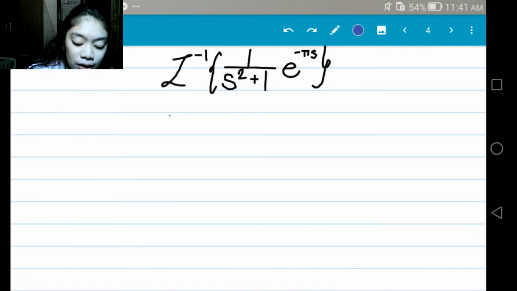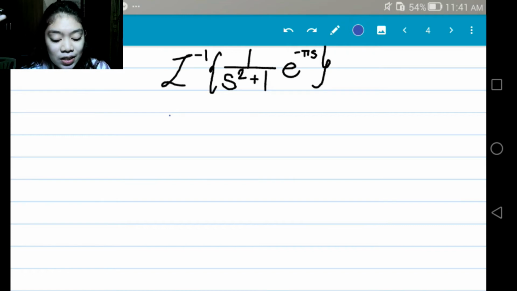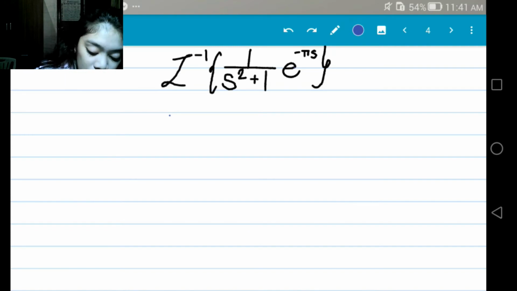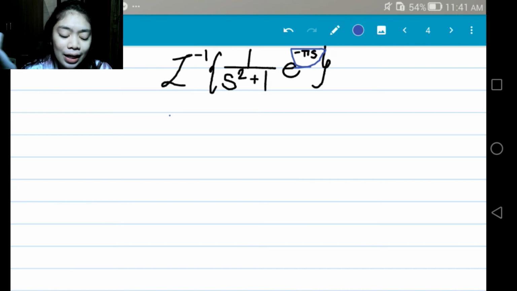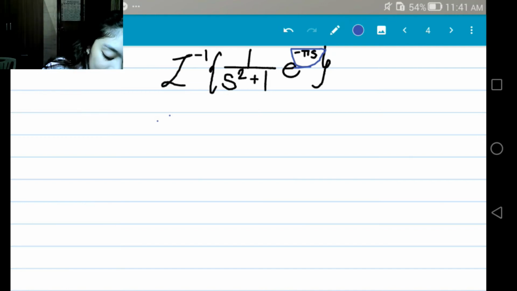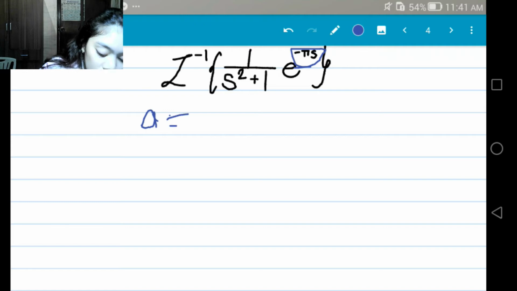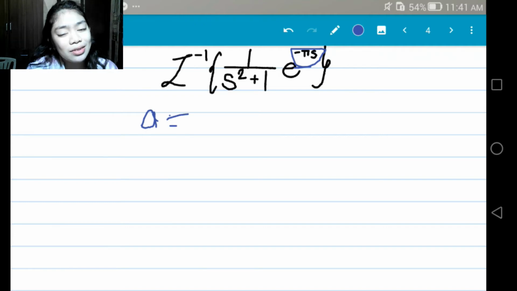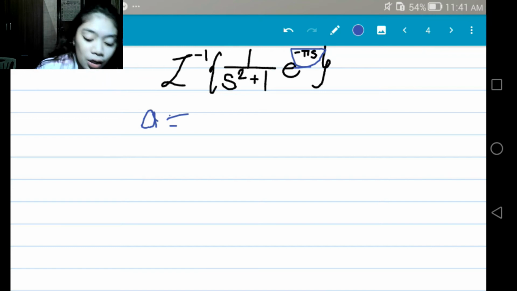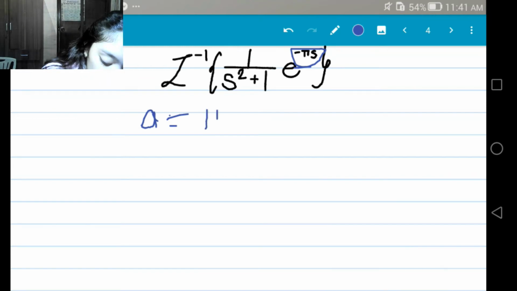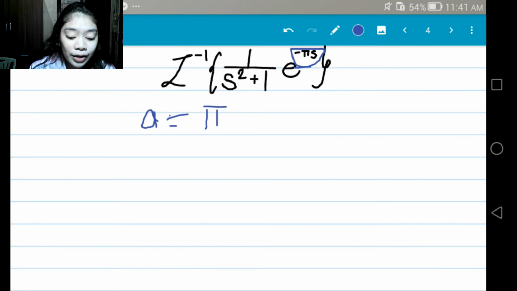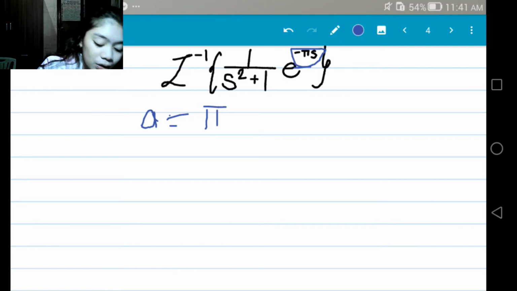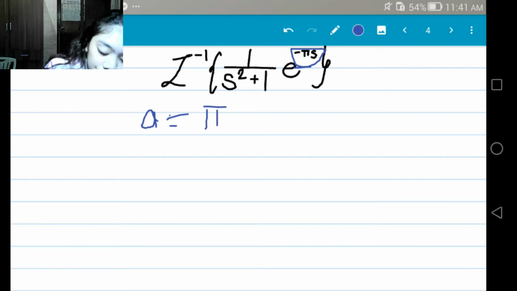As you can see here, our e has an exponent of negative pi s, and it has a numerical coefficient of negative pi. And as we always say, our a is the negation of our numerical coefficient. So, the negation of negative pi will be simply pi. Now that we have a, we need to get the Laplace inverse of 1 over s squared plus 1, which is our f of s.